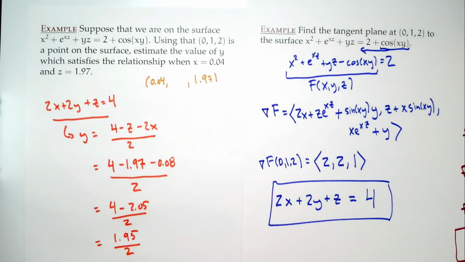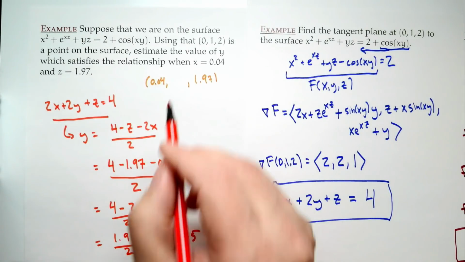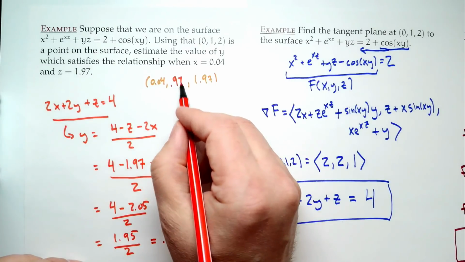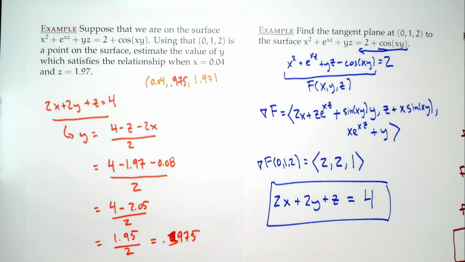Of course, then we're going to divide that by 2. And if you take 1.95 divided by 2, I believe you get 0.975. All right, so a good estimate for y is 0.975. That's it. So it's not a very complicated idea. You just have to know how to start.